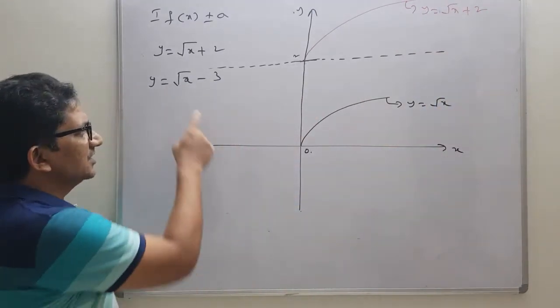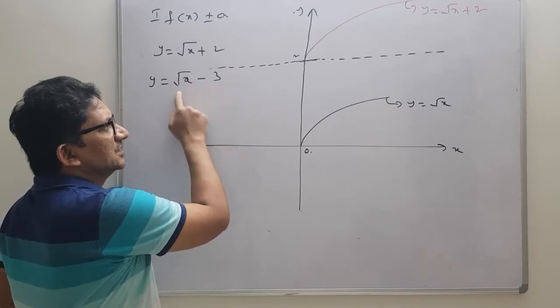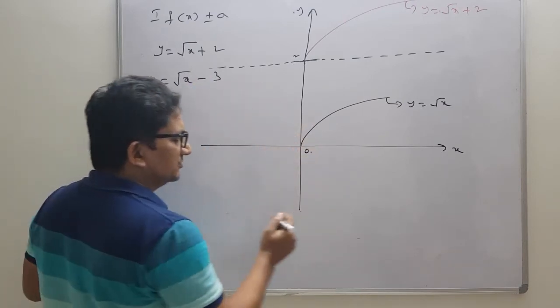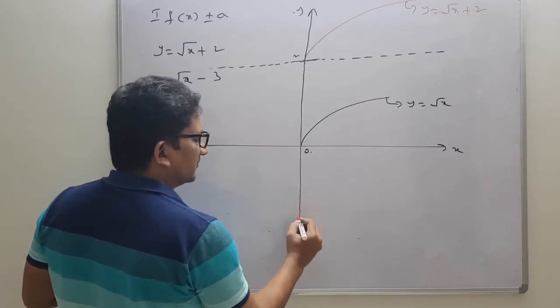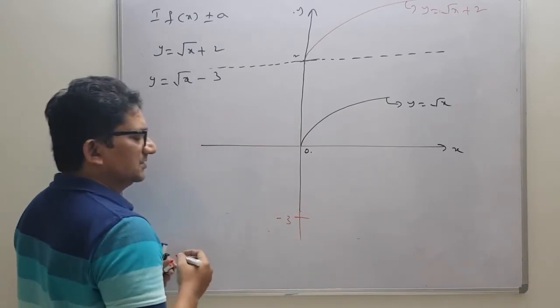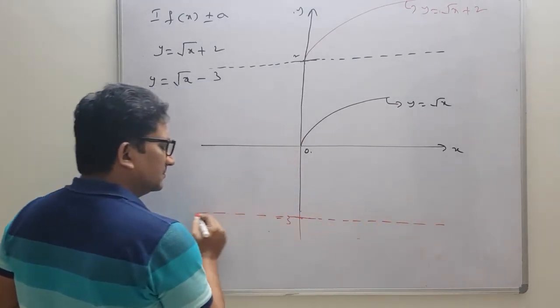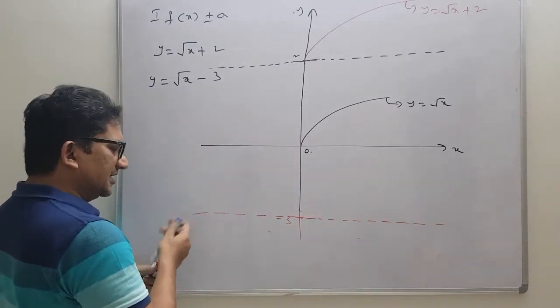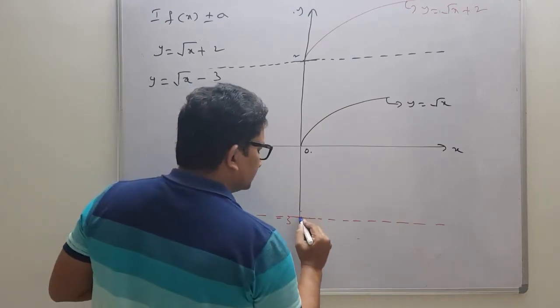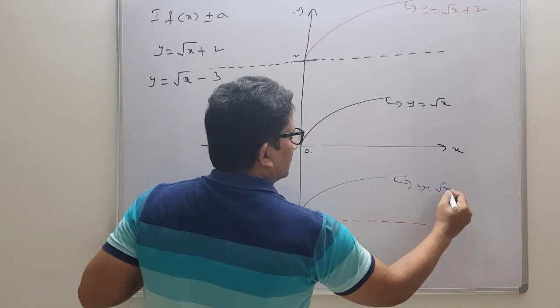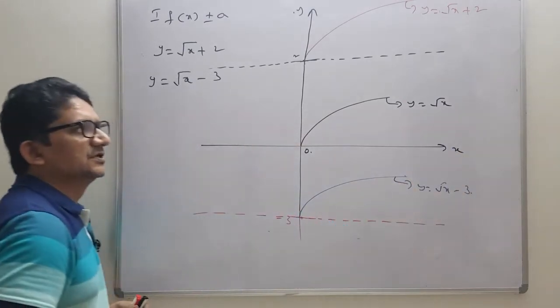And next one we want root x minus 3. That means we need to shift the graph downwards by 3 units. So here somewhere assume that we got minus 3. So that means here you take a line of reference. So now the same graph we will get here. So here we will get a graph. So this is the graph y equals root x minus 3. So this is your graph.